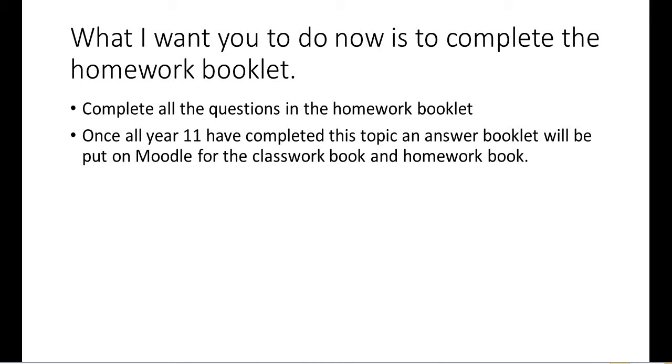What I then want you to do is to complete the homework booklet. I know some of you might have started it in lesson 3, but you complete all the questions in the homework booklet once all your Year 11 have completed this topic. An answer booklet will be put on Moodle for the classwork book and the homework book. So you can work through those questions this lesson and complete the homework booklet, so I'm giving you an extra lesson to do that. Okay, and I will be putting up a self-marking quiz on Moodle for next lesson as well.